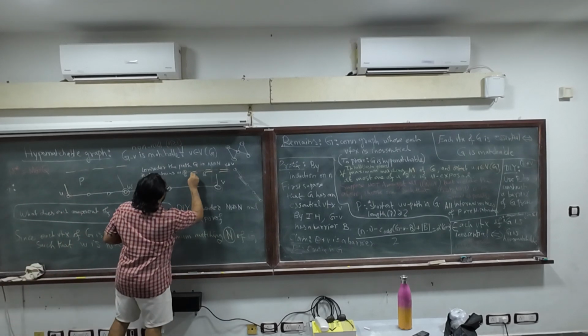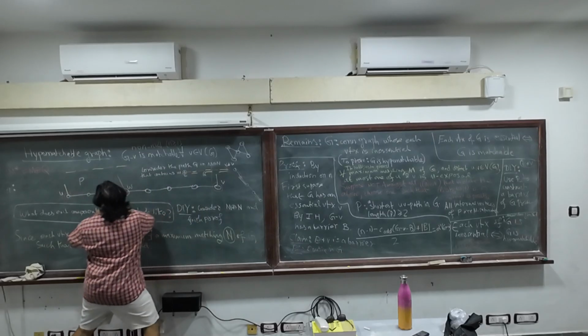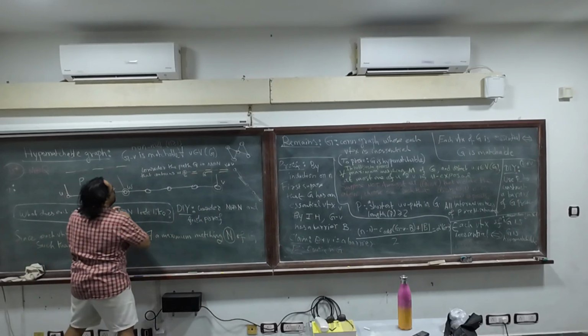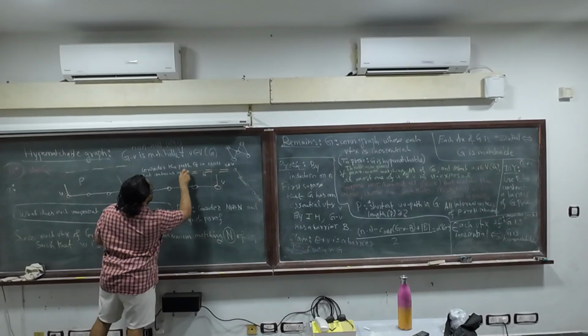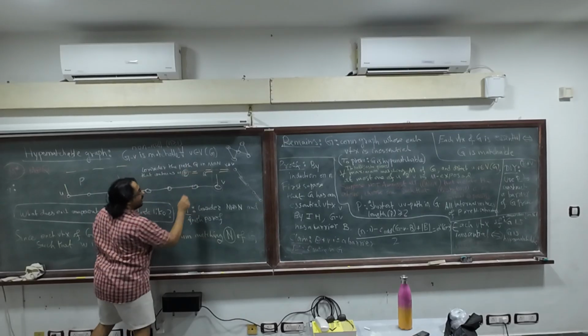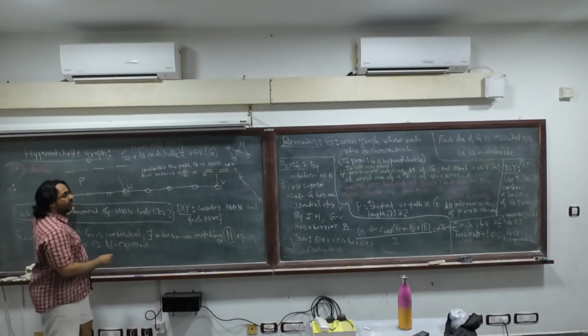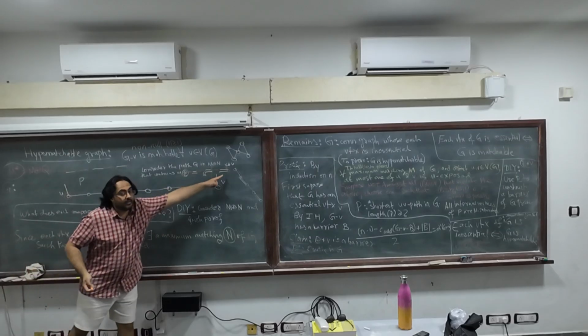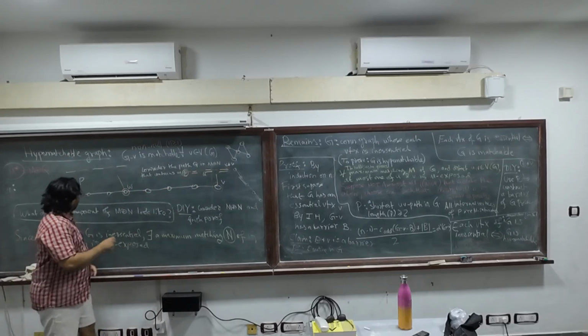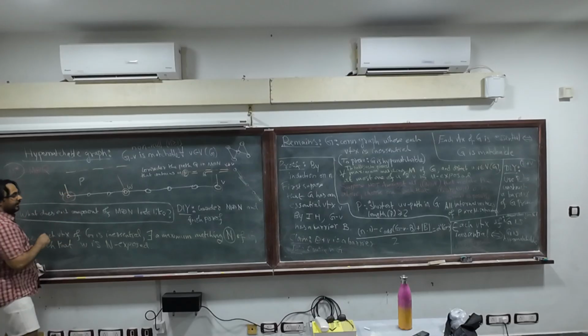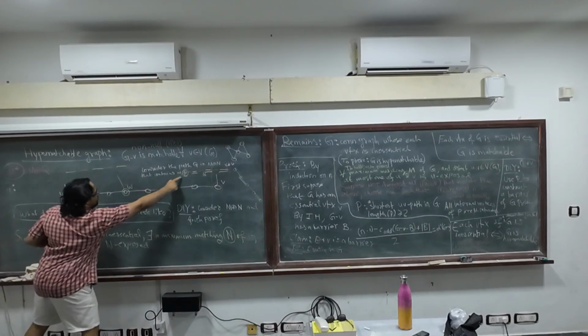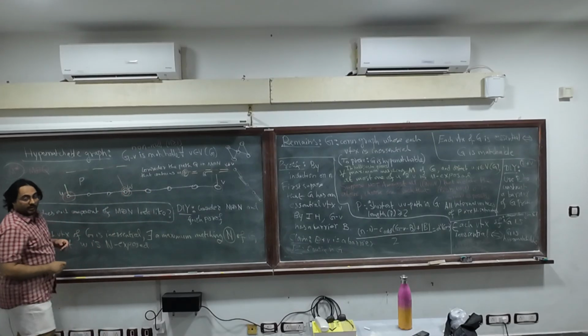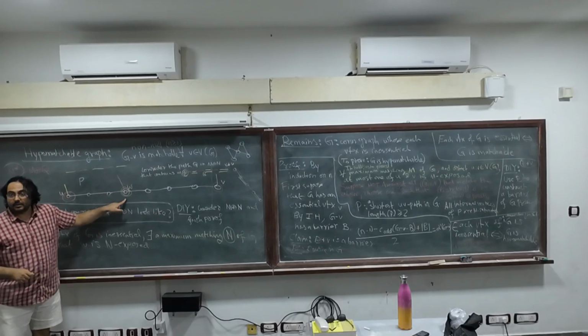According to M star, which is my orange matching, what is W? W is exposed. What about U? U is not on this path because X is not equal to U. So therefore U is unaffected. It is also exposed. W is exposed. Let me reflect that here. W is exposed, U is exposed.